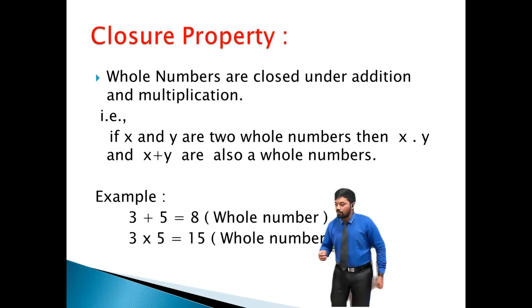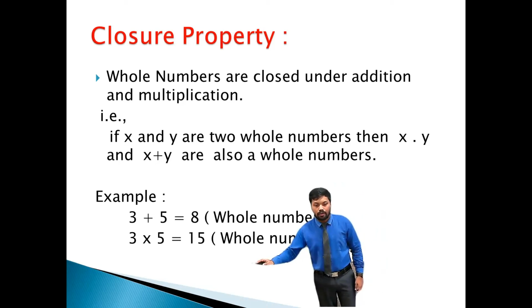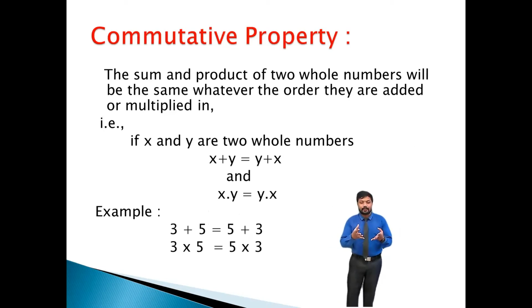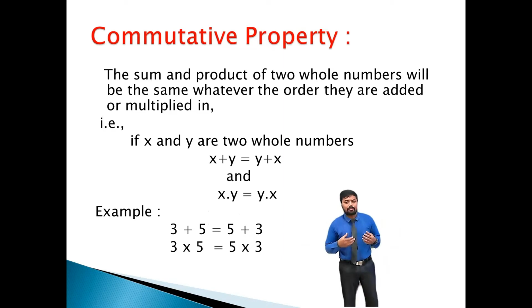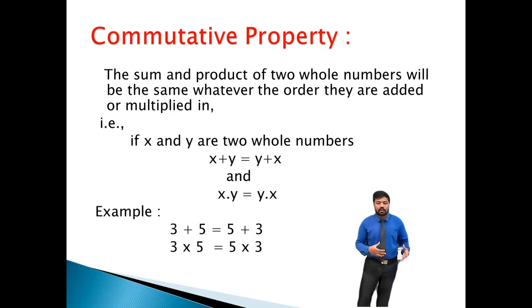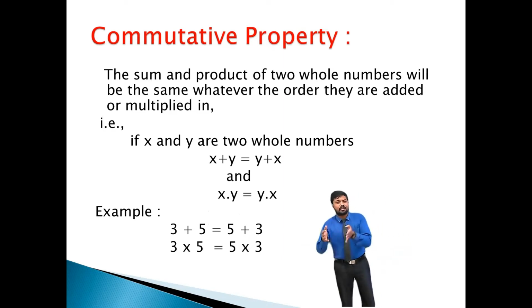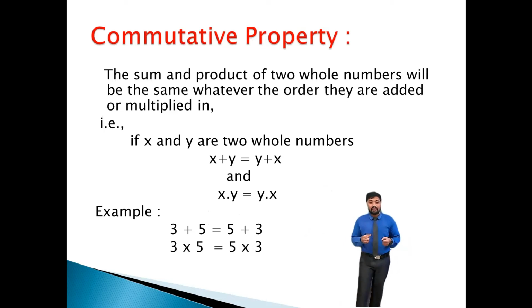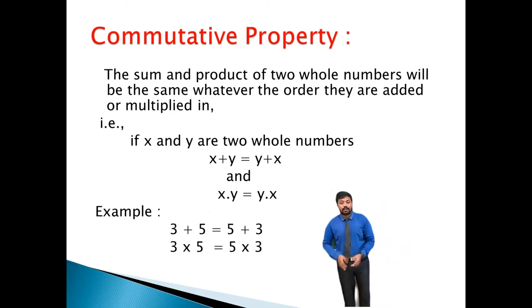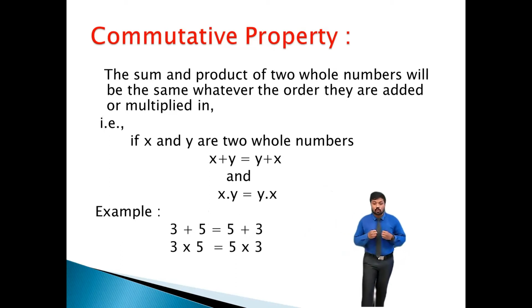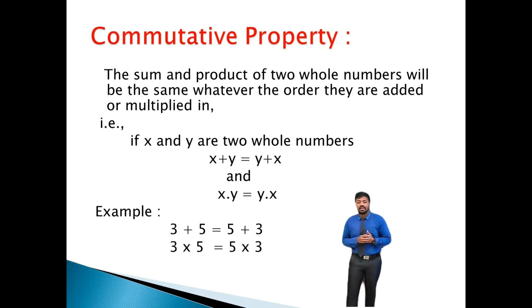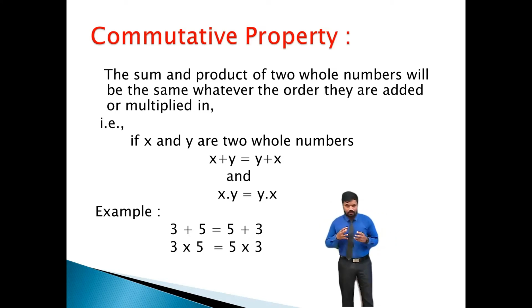In the same manner, the commutative property. What exactly is the commutative property? I am giving you two numbers to add. I'm asking you to add 3 and 5. 3 plus 5 gives 8, and 5 plus 3 also gives 8. There is no difference in the result. If this condition is satisfied, we call this property the commutative property.